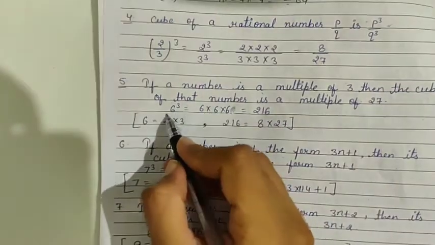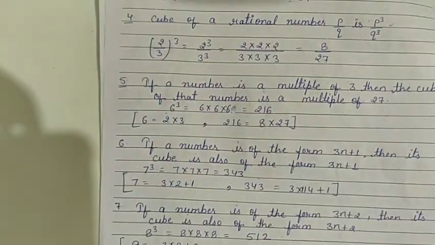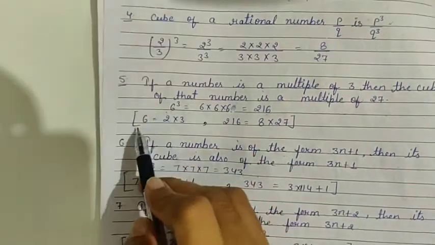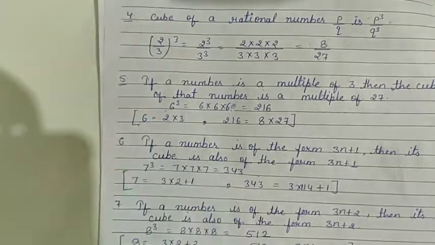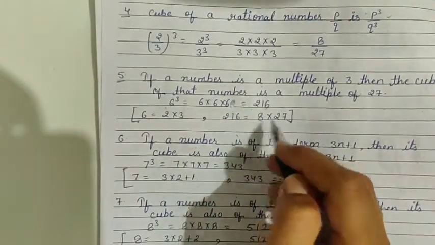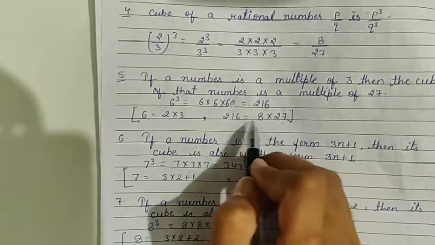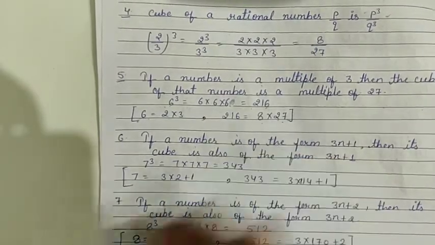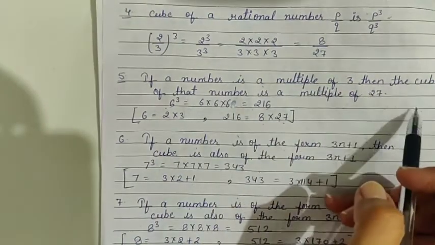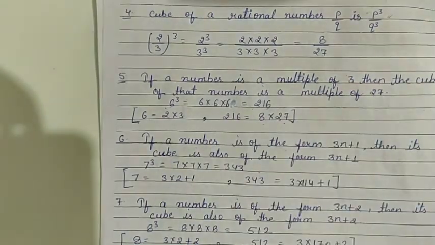And students, 6 is a multiple of 3: 3 into 2 is equal to 6. Now cube of 6 is 216 and 216 is a multiple of 27: 8 into 27 is equal to 216. It means if a number is a multiple of 3, then the cube of that number is a multiple of 27.